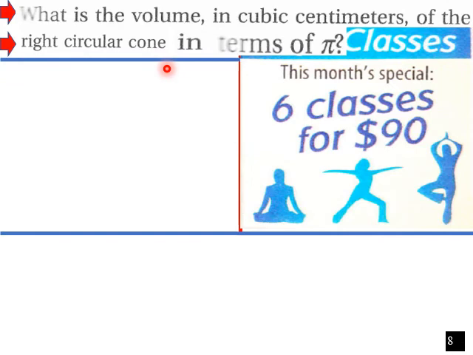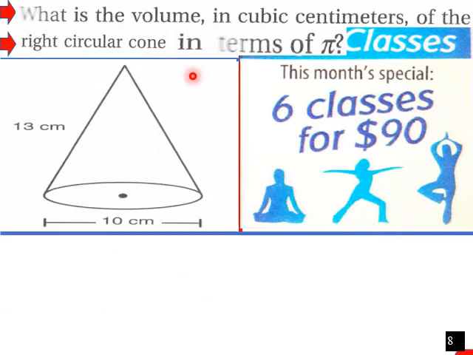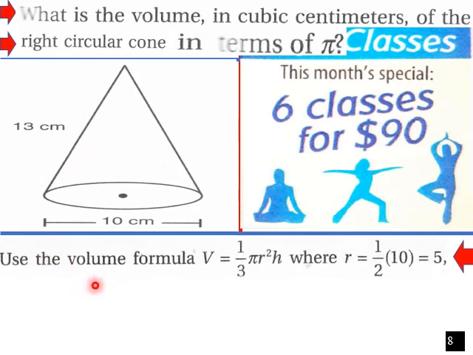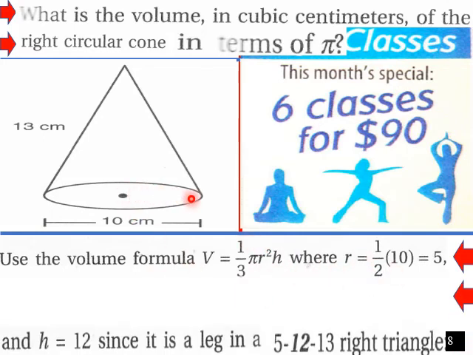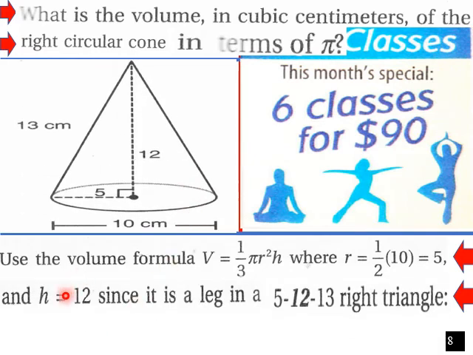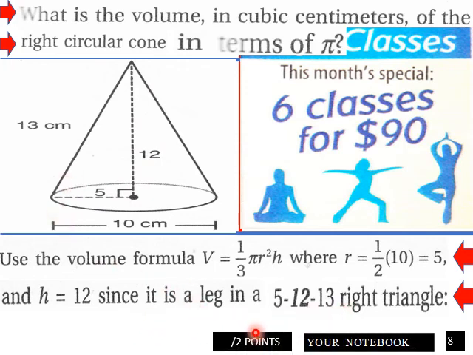What is the volume in cubic centimeters of the right circular cone in terms of pi? We have a situation here. Here's your circle, and 13 centimeters here would be our slant height. Use the volume formula V equals 1/3 pi r squared h, where r is 1/2 of 10, which is 5. So we know our radius would be 5, and h equals 12. We have a 5, 12, 13 right triangle here.